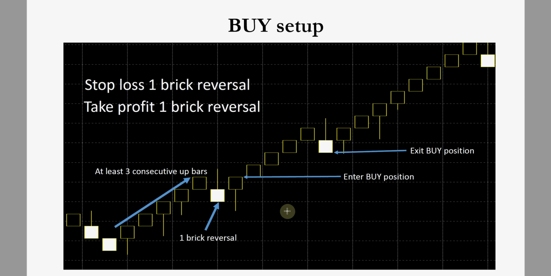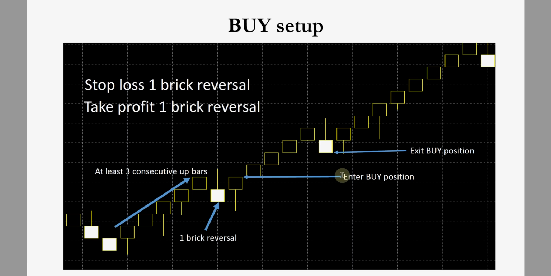Now, on the screen is a chart. This is 5 bricks, each of them 5 point brick. So you have at least 3 bars going up here. We have 5 bars here, which means it qualifies for our first condition. Our second condition is that 1 brick reversal. So you have a 1 brick reversal here, and then you put up your trade when you have a confirmation of your original trend going up again.